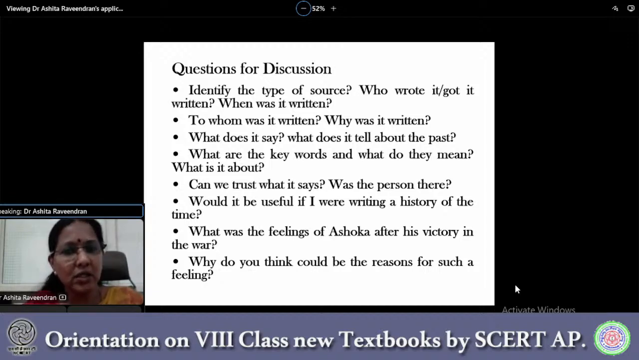And to whom was it written? Why was it written? It is for all the people, for the public to know what Ashoka's feelings are after the war, after winning a war, what the ruler is feeling. What was the reason for Ashoka writing that? Ashoka wanted Dharma to prevail. There should be peace in the country.